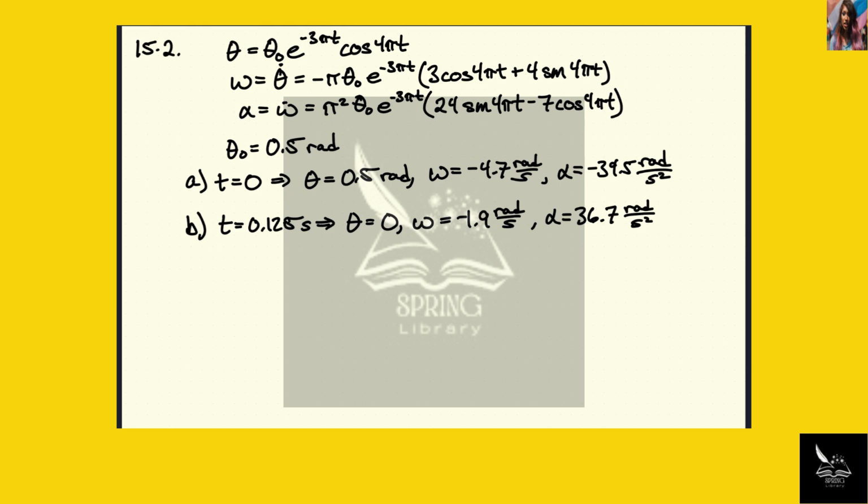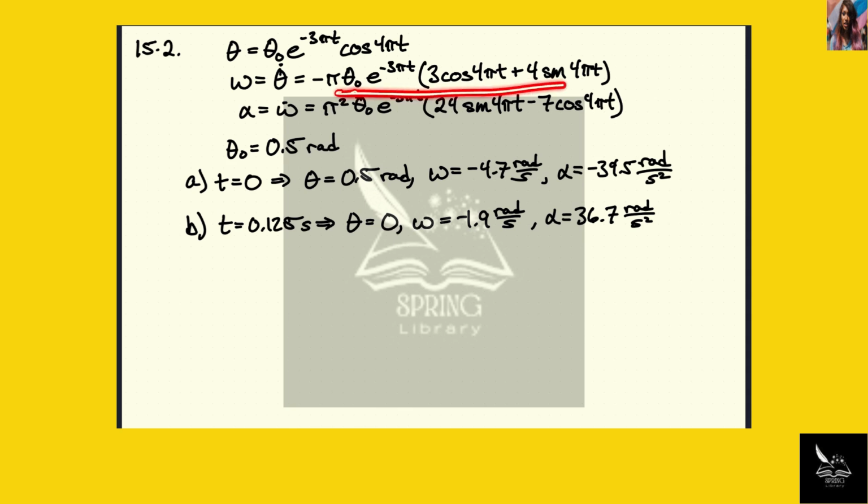Now, if we use t equals 0.125, which is 1 over 8, and plug that into here, we wind up getting cosine of pi over 2, which is 0. So that means that the angular displacement at this time is 0.